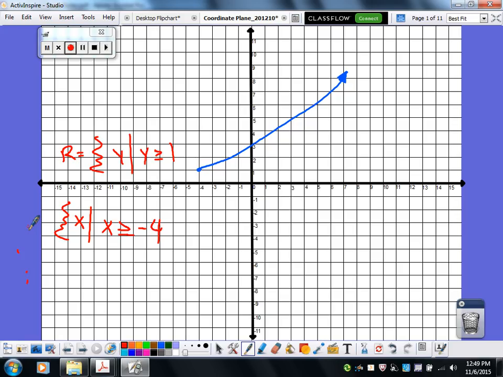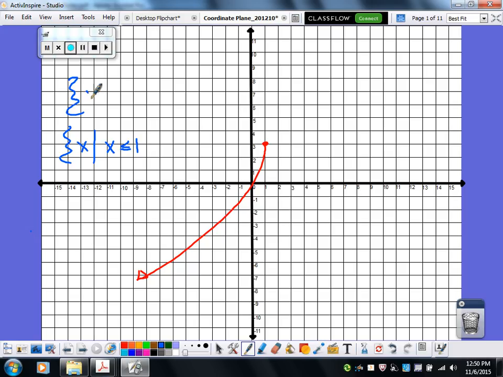Well, in order for it to go the other way, it would have to look something like this. Let's do the domain. The domain for this guy would be all of my domain values are what? 1 or smaller. So all of my domain values are less than or equal to 1. And all of my range values are 3 or smaller. So all of my range values are less than or equal to 3.